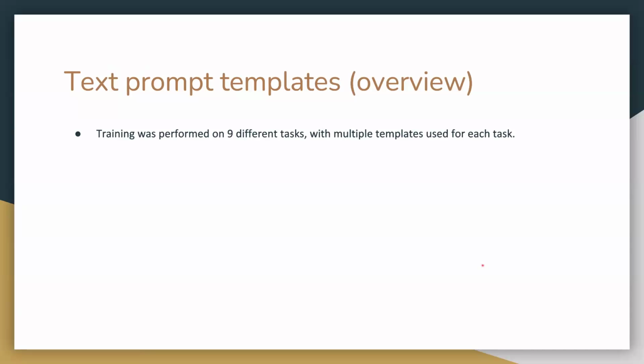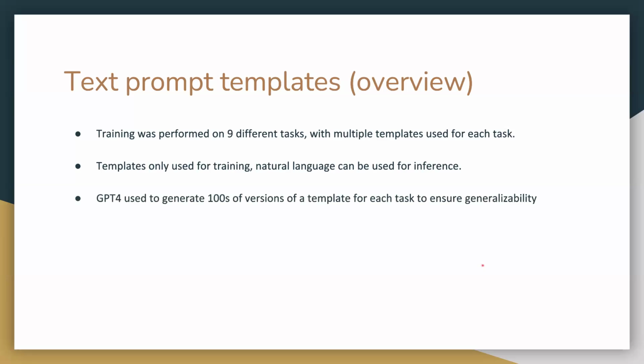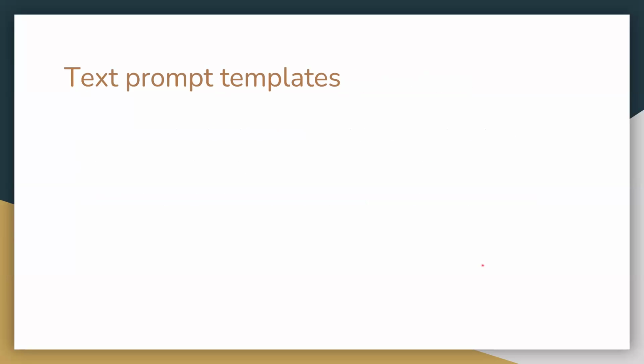And yes, for the templates, since there are 9 different tasks, they created multiple different templates for each task, and these templates are only used for training purposes. They don't need to have that format for natural language. So for inference, you can just use your own natural language. You don't have to stick to the template. And to ensure this, they used hundreds of different variations of a template generated for each task using a GPT-4 model, just to make sure that the model generalizes, and to introduce some variance.